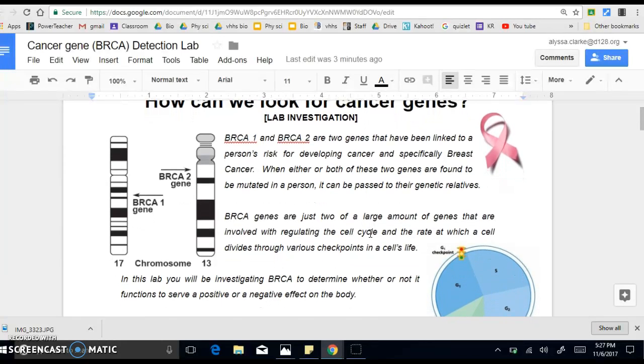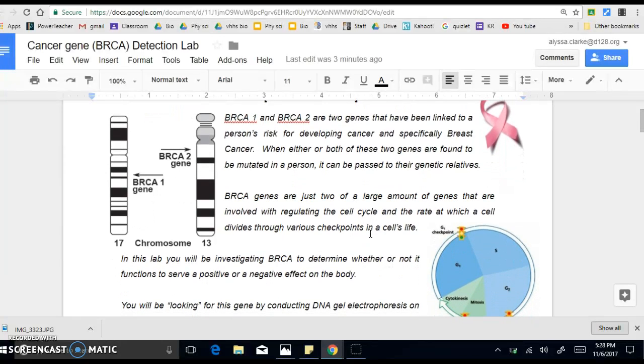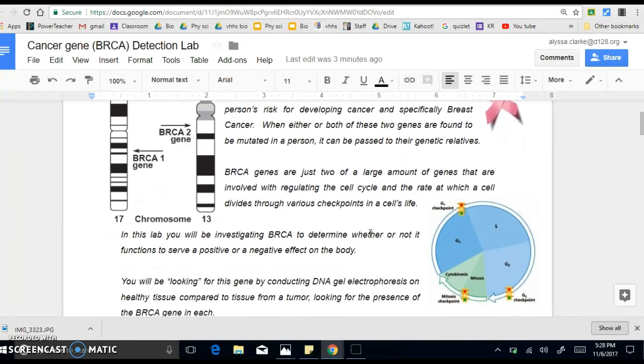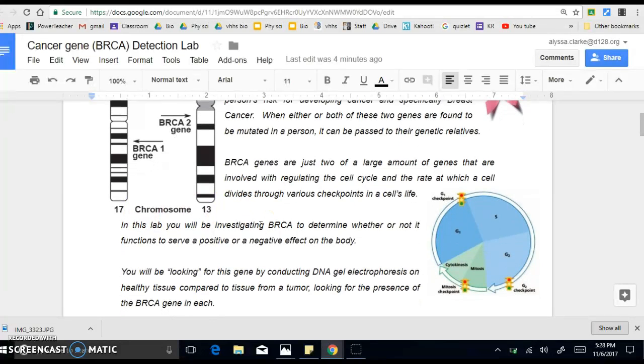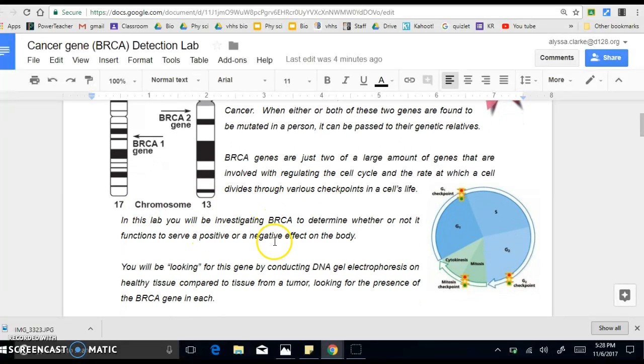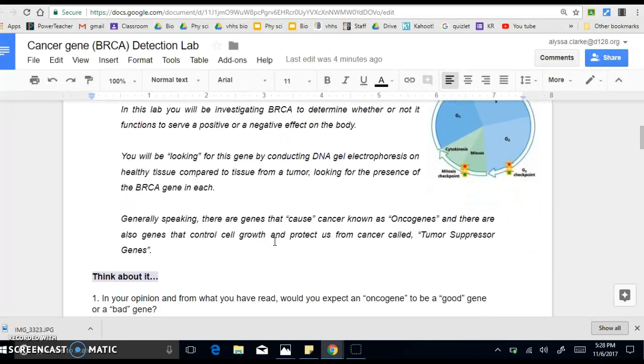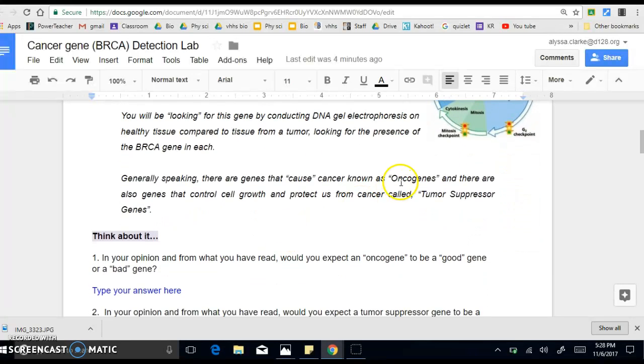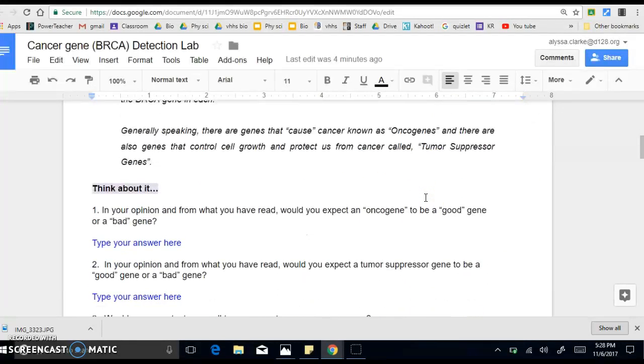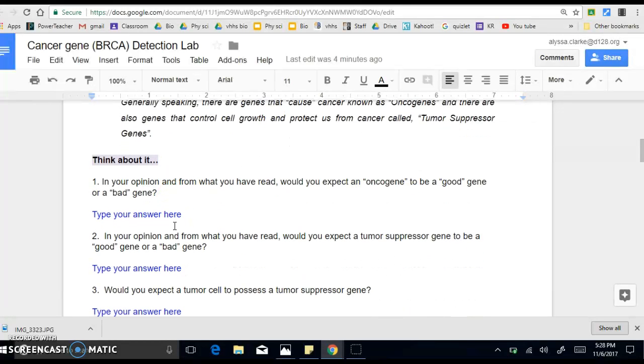What is a cancer cell and how does BRCA actually relate to this type of situation? So read through the intro here. Here's the BRCA1 and the BRCA2 genes. They're found on chromosomes 13 and 17. You're going to read a little bit about what BRCA might mean, as well as the words oncogenes and tumor suppressor genes. So there's a think about it question here that goes into it.